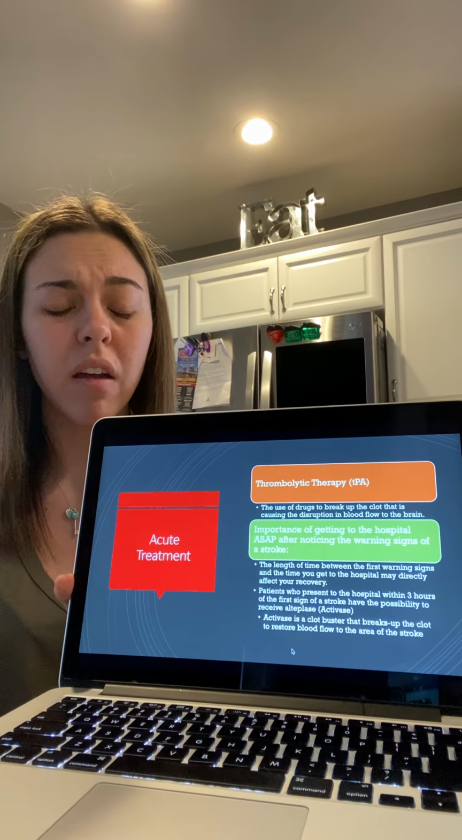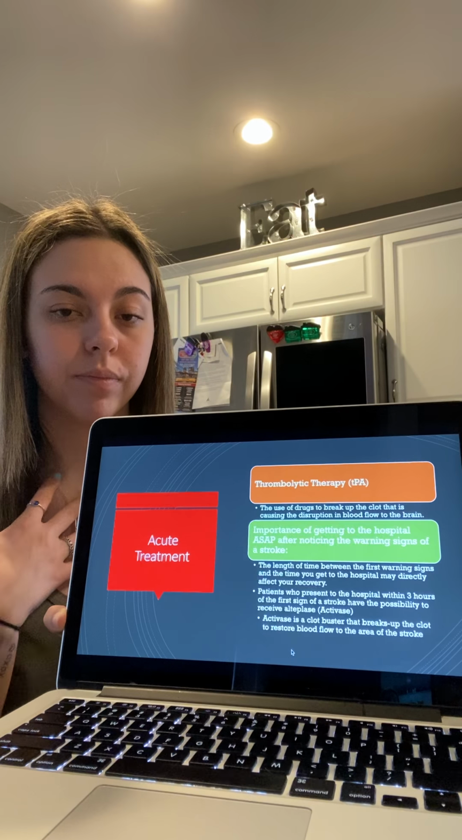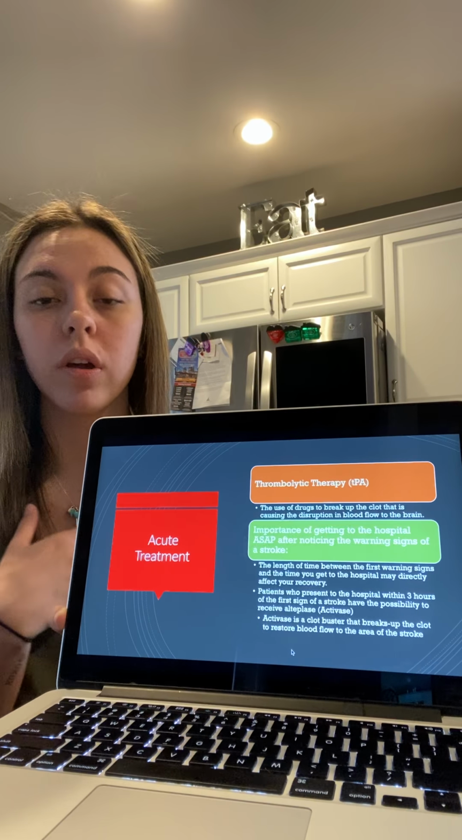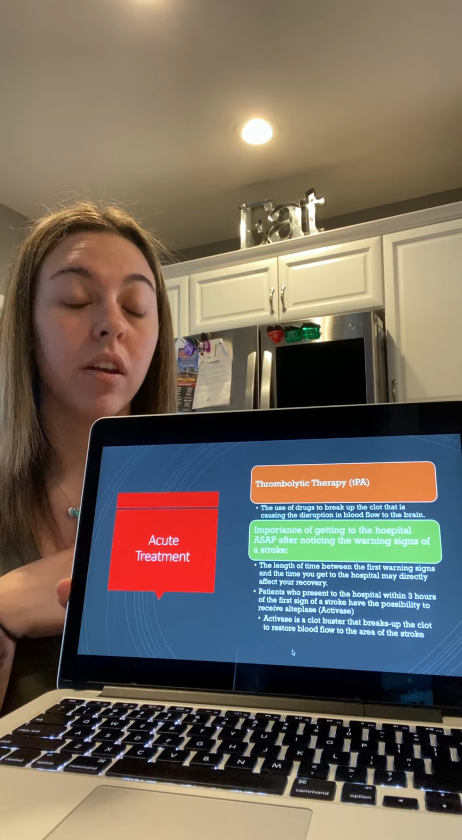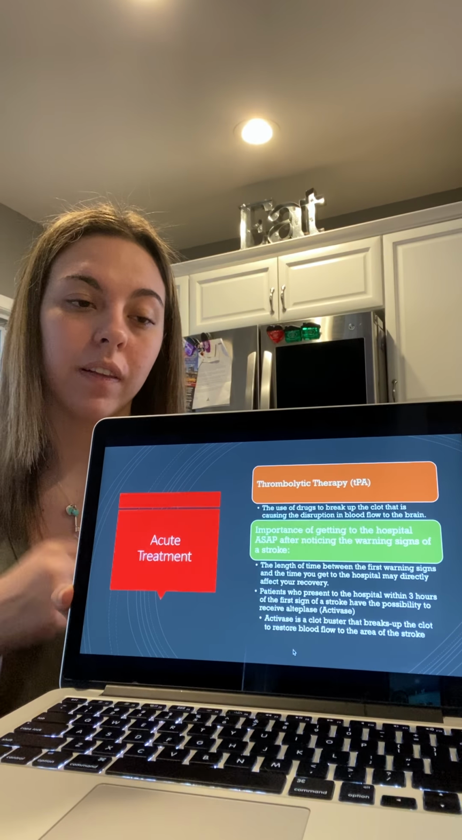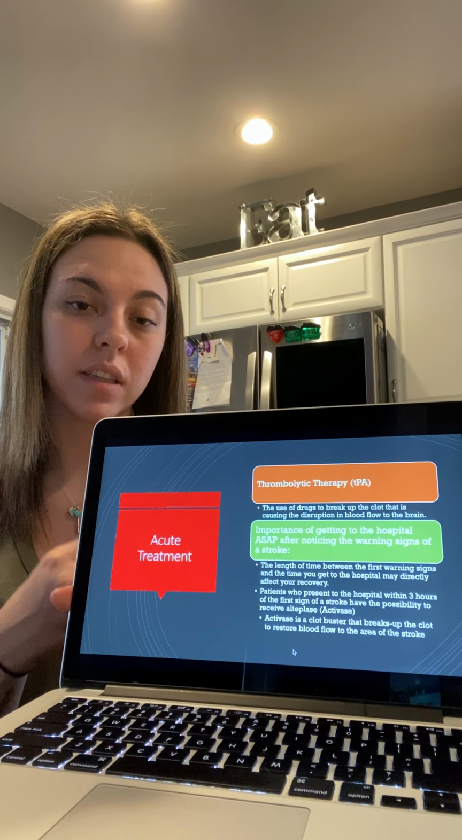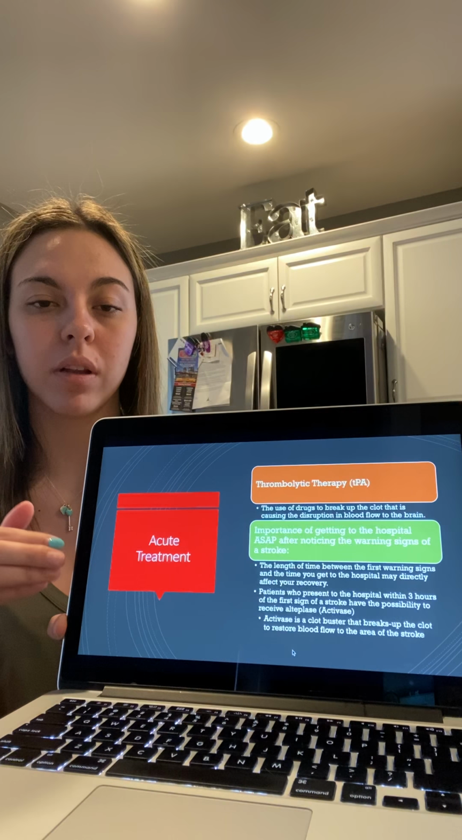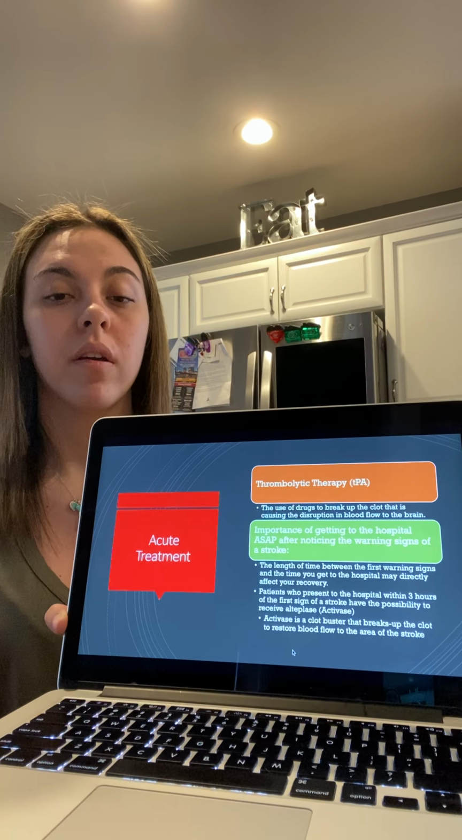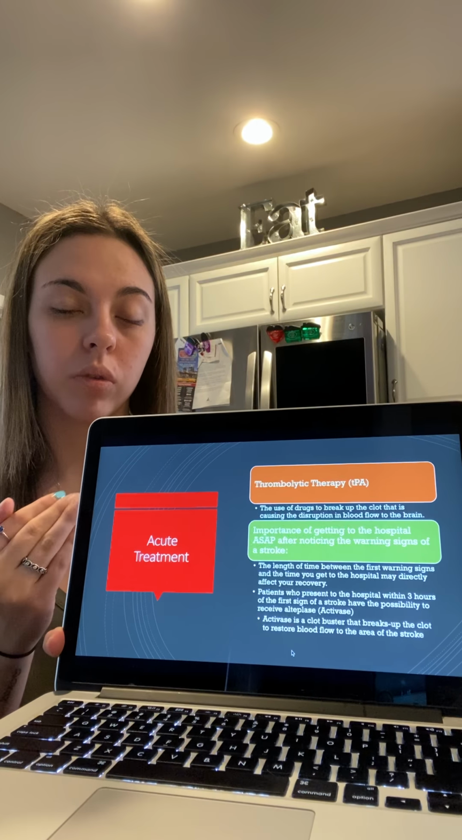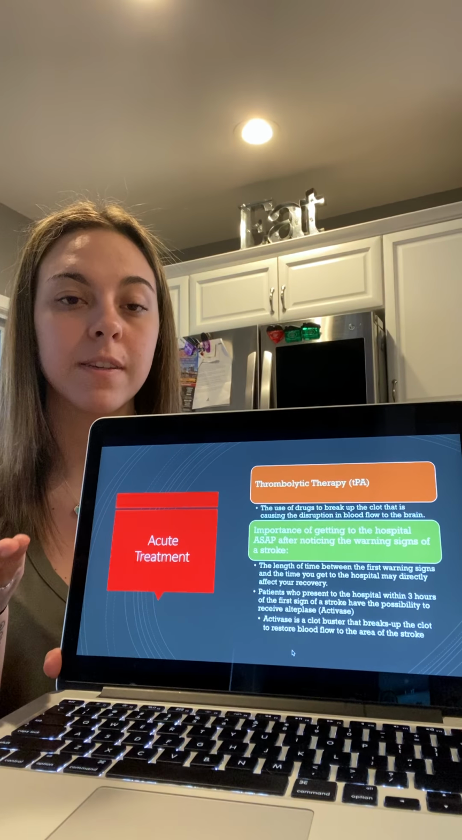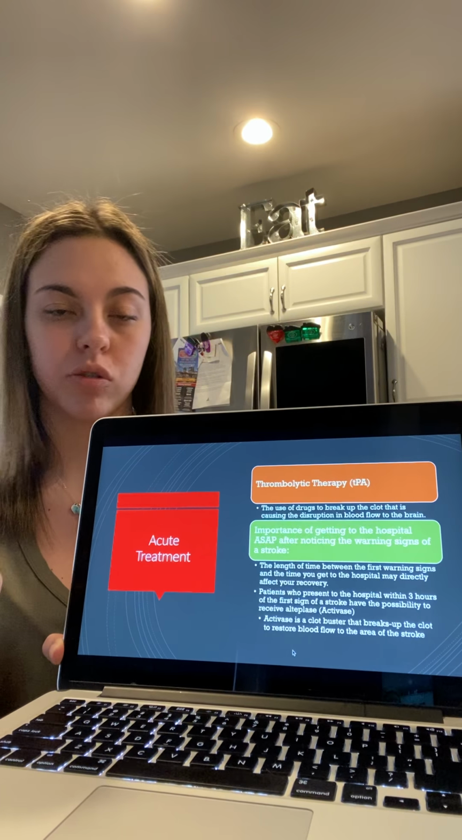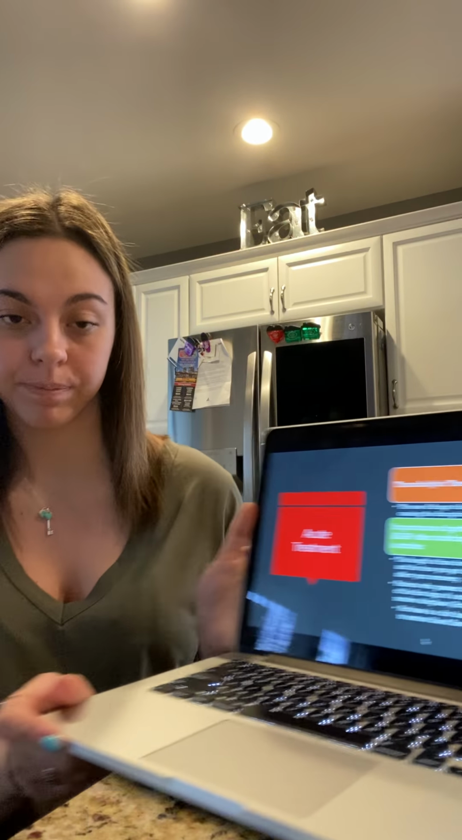TPA is the use of drugs to break up the clot that is causing the disruption in blood flow to the brain. So if a patient is showing signs or symptoms of a stroke and they get to the hospital early enough, then they may be able to break the clot before it becomes a full clot, which will cause no blood flow and oxygen to the brain. So TPA would be able to stop the clot from closing, which would then allow blood and oxygen to continue going to the brain, which will cause this stroke to hopefully not happen or be less severe.